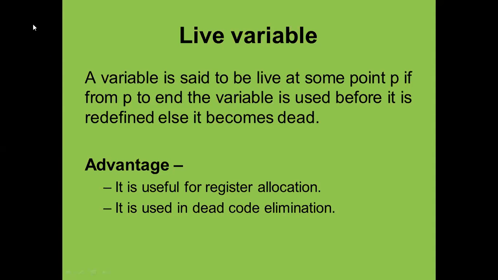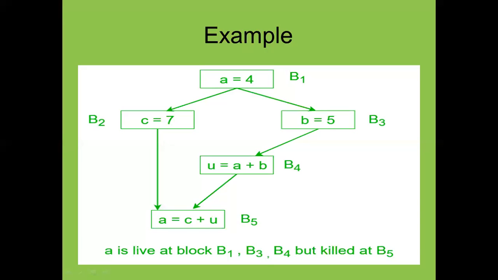Now we will see one example here. Again, first remember, we divide our source code into a number of basic blocks. After that, you can see here how we are going to divide that. Now, here you can see various expressions. A is equal to 4. This is B1. Again, C is equal to 7, just we are going to define into another basic block B2. And again, B is equal to 5, this is the basic block B3. And U is equal to A plus B. This is called basic block 4.